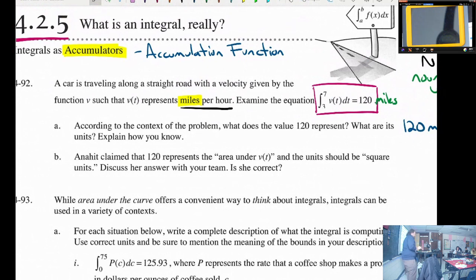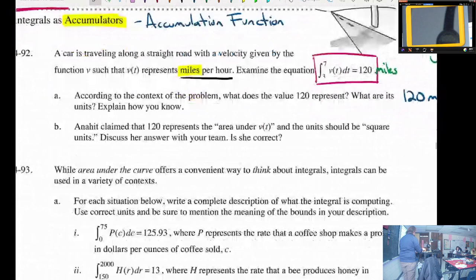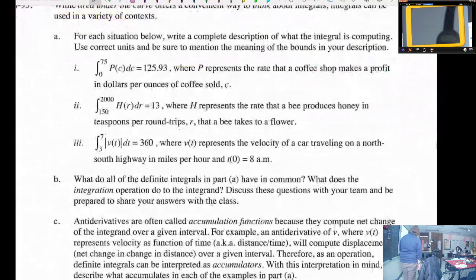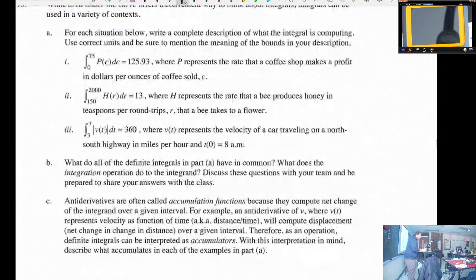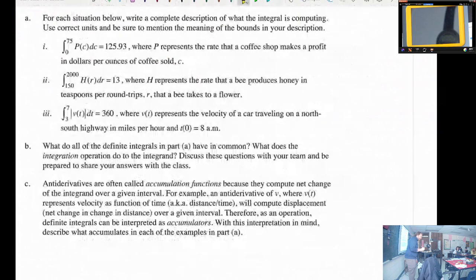Let's take a look at some more examples here to help you get this idea out. So question A, 493A, has 3 different integrals. And for each one, we're going to write a complete sentence that will describe what's going on. We're going to do this together, one by one. Here we go. Question 1, you have the integral from 0 to 75 of P of C dC.